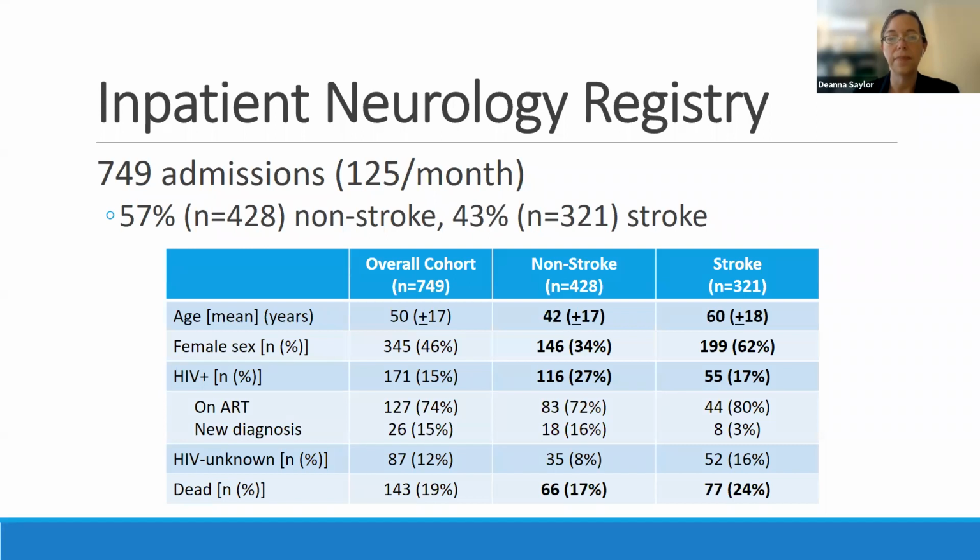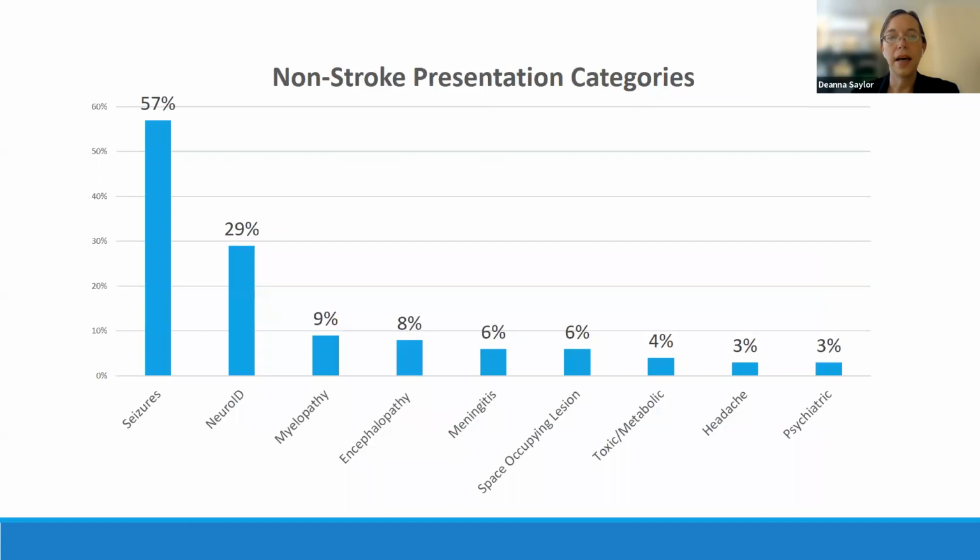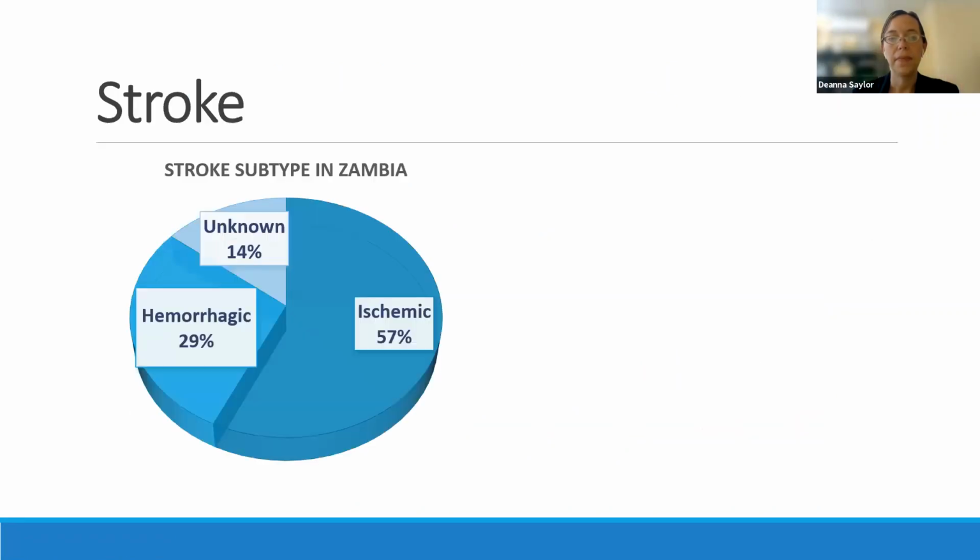When we look at the non-stroke presentations, you can see that this really is predominantly accounted for by patients presenting with seizures and neuroinfections, and then essentially a smattering of lots of other types of neurological disorders as well. When we look at stroke, we see that it's not just that we have a high burden of stroke, but it's the type of stroke that we have as well.